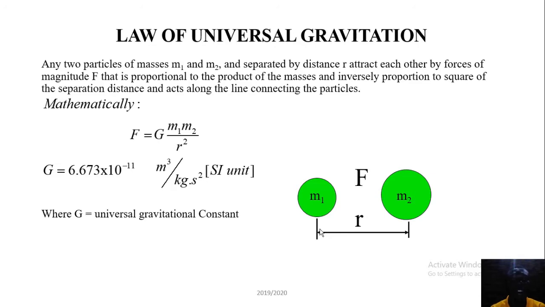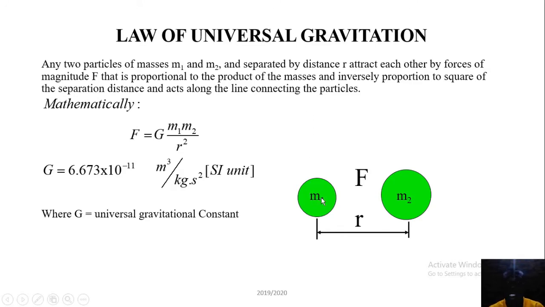Now, the law of universal gravitation states that any two bodies, or any two particles of masses m1 and m2 separated by distance r, attract each other by forces of magnitude F that is proportional to the product of the masses and inversely proportional to the square of the separation distance, and acts along the line connecting the particles.